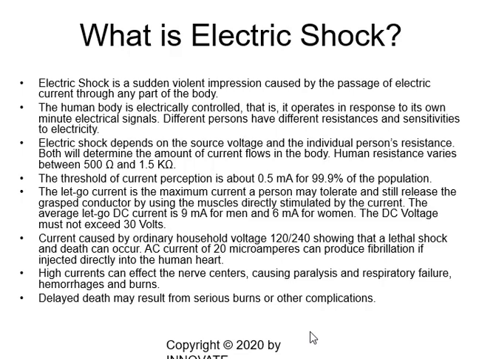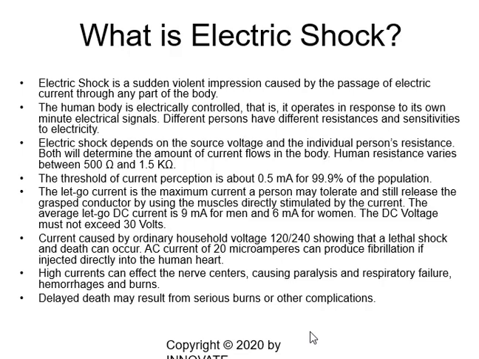This is 20 times 10 to the power minus 6. A very small amount of current can cause real damage to the heart and can kill. High currents can affect the nerve centers, causing paralysis and respiratory failure, hemorrhages, and burns. Delayed death may result from serious burns or other complications.